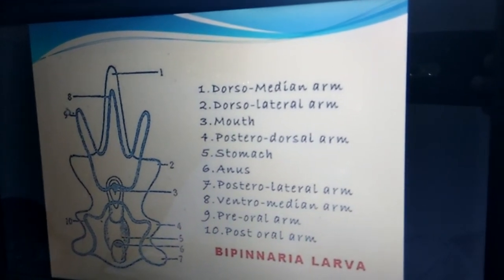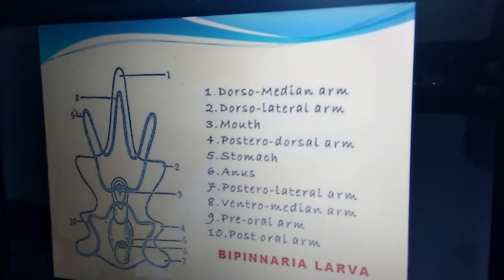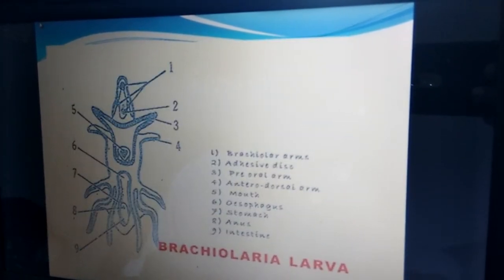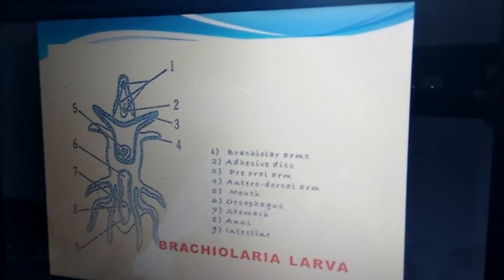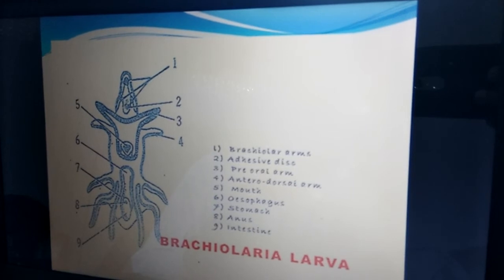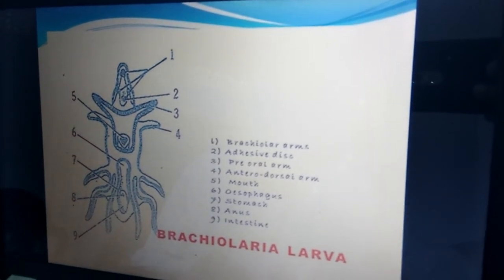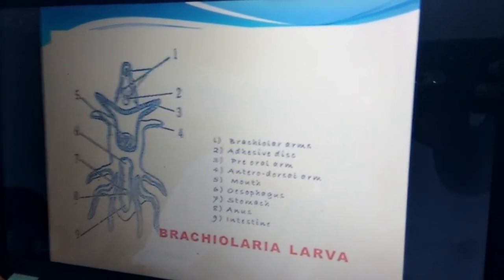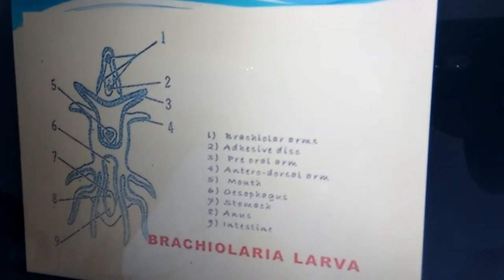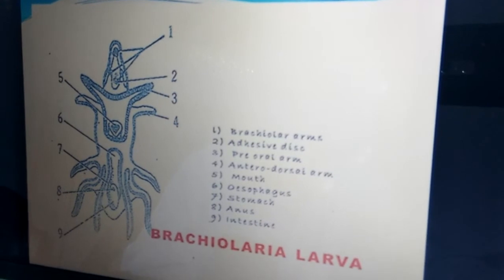Then after a short period of time, it transforms into the Brachiolaria larva. The next larval stage of the Asteroidea is the Brachiolaria larva. The Bipinnaria larva swims for about 6 to 7 weeks in seawater, and it transforms into the next stage, the Brachiolaria larva. Brachiolaria larva is a bilaterally symmetrical larva and very similar to Bipinnaria.